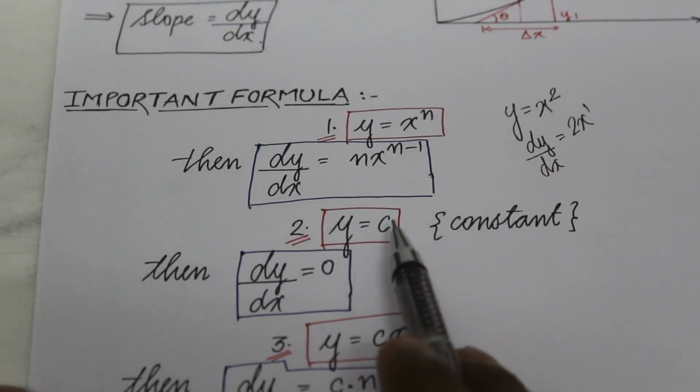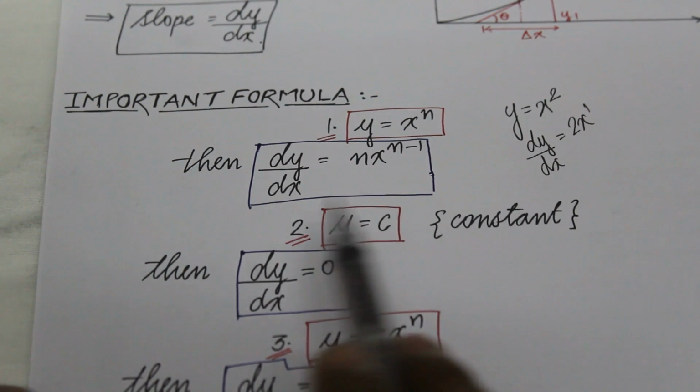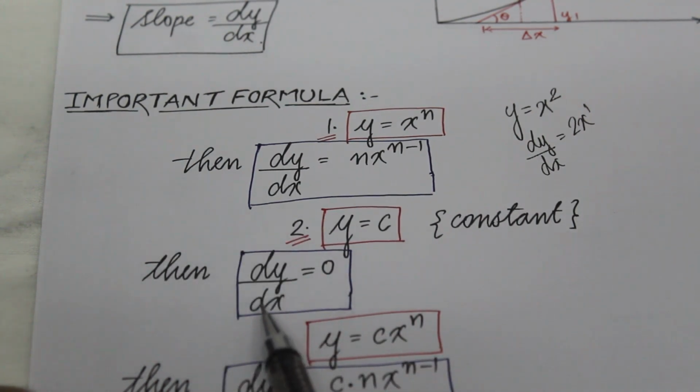Moving on, y is equal to c, where c is a constant. Then how would you find out change in y with respect to change in x?